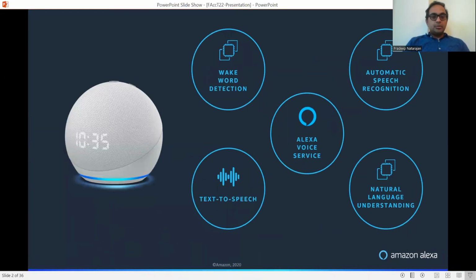To quickly introduce Alexa to you folks and the systems underlying it, there are 5 key components to Alexa: the wake word detection, the automatic speech recognition, the natural language understanding module, the text-to-speech, which outputs the response, and then the Alexa voice service that allows developers to build skills and experiences that leverage all of these other technologies.